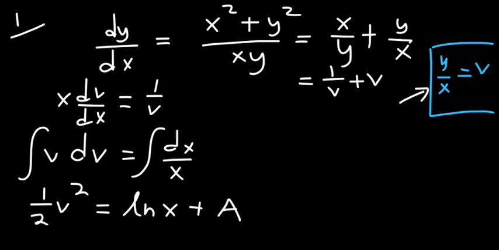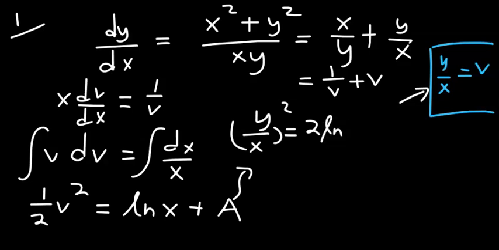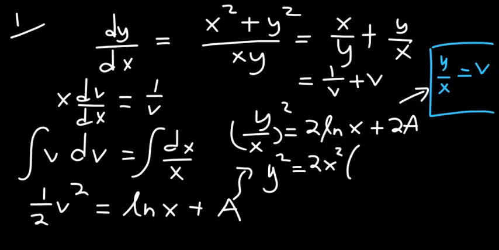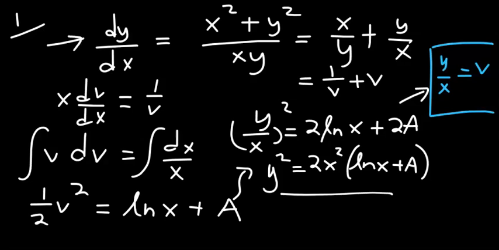Substituting y over x for v, you get (y over x) squared equals 2 natural log of x plus 2 times a. Rearranging, we get y squared equals 2x squared times (natural log of x plus a). And that is the general solution to this differential equation.